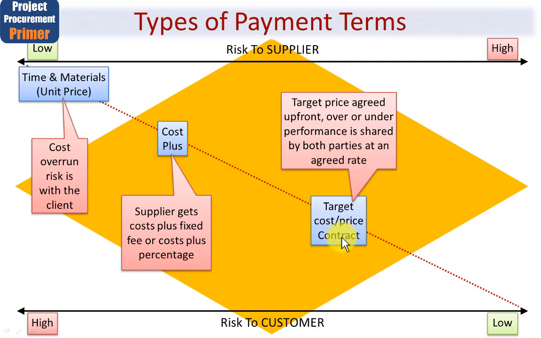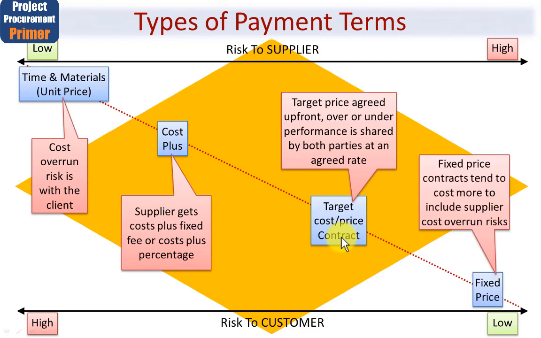And at the extreme end, where the risk to the customer are very low, and they're certainly high for the supplier, is called fixed price. Now, as you might imagine, fixed price contracts tend to cost more to include supplier cost overrun risks. In other words, if you set a fixed price contract, you say to the supplier, this is what I'm paying you, this and no more. Now off you go and make these products and services, but don't come running to me if you find it's more expensive to make than you first thought, or you've made some mistakes and you need to do some rework, or whatever.